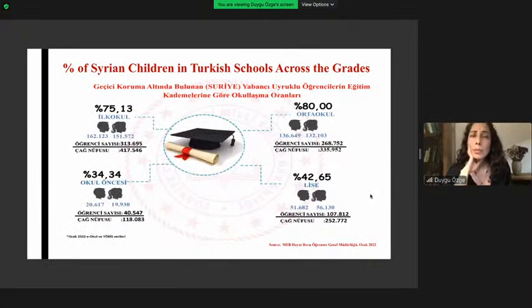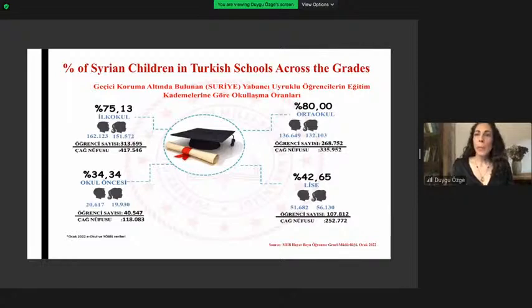And when we look at the percentage of Syrian children in Turkish schools across the grades, we see that 75 to 80% of children attend primary school and secondary school, which is not too bad, I would say.